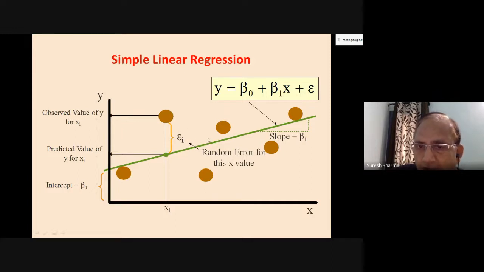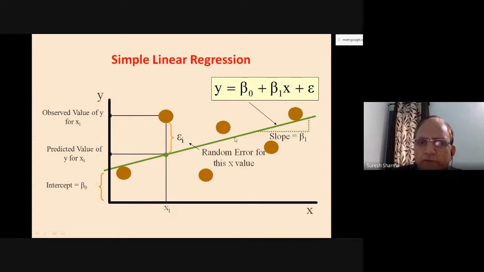For each and every point, there will be error. If your points are very, very close to the green line, there will be very, very small error. If all the points are exactly on this line, there will be no error. But this will never happen in a practical situation. You are likely to have error, and we need to control these errors. So this is basically the predicted value, and this is the observed value.